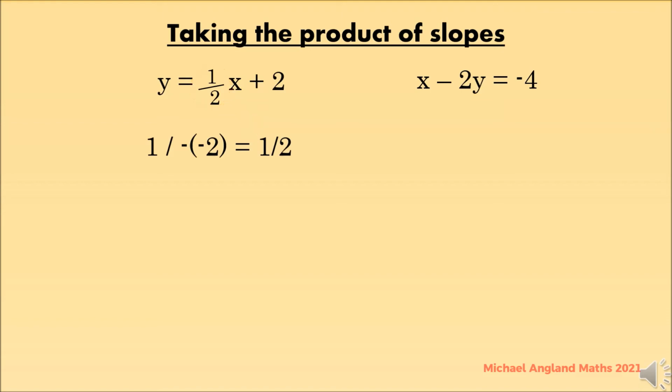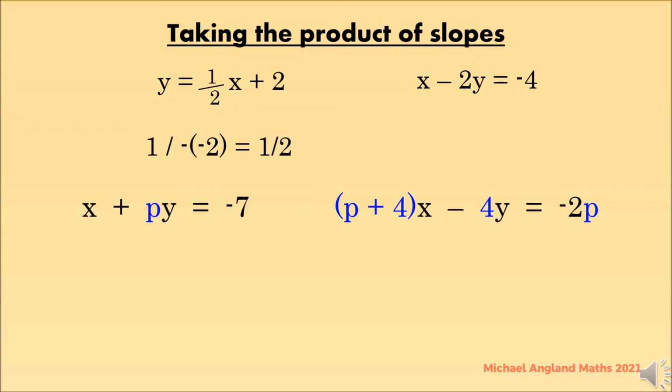So the original equation we had to solve was x plus py equals minus 7, and p plus 4 into x minus 4y equals minus 2p. Now, having learnt what we did on the previous slide about the product of slopes of perpendicular lines being negative 1, all we need to do is take the slope of both lines, then take the product of those slopes and set it equal to minus 1.